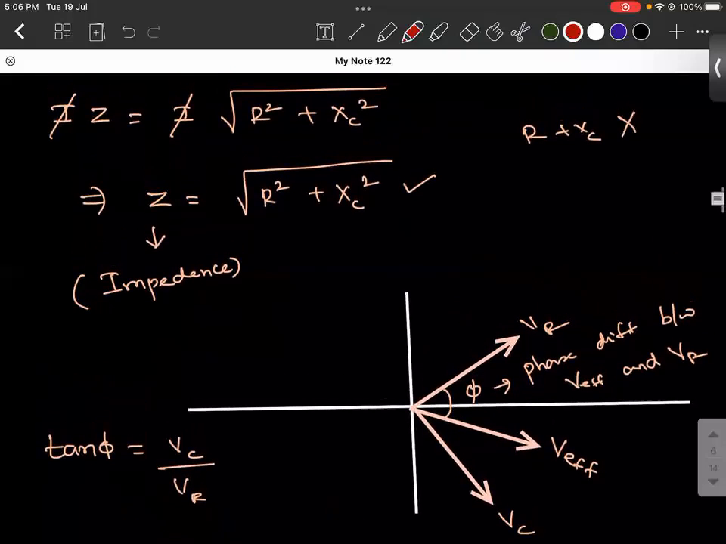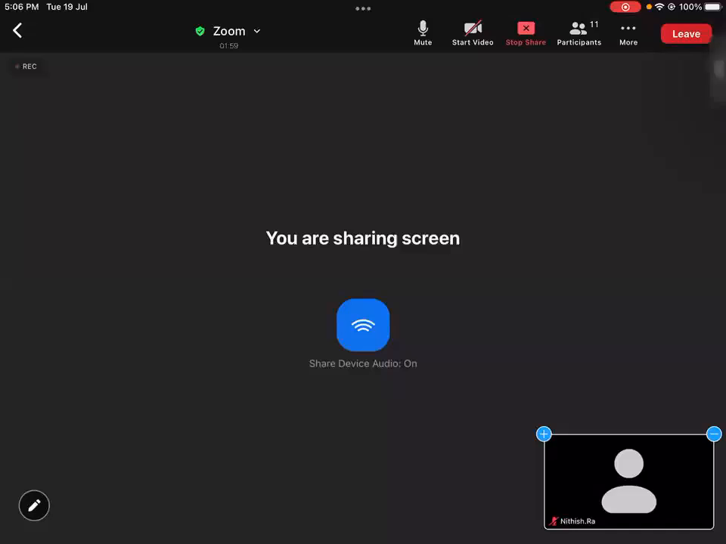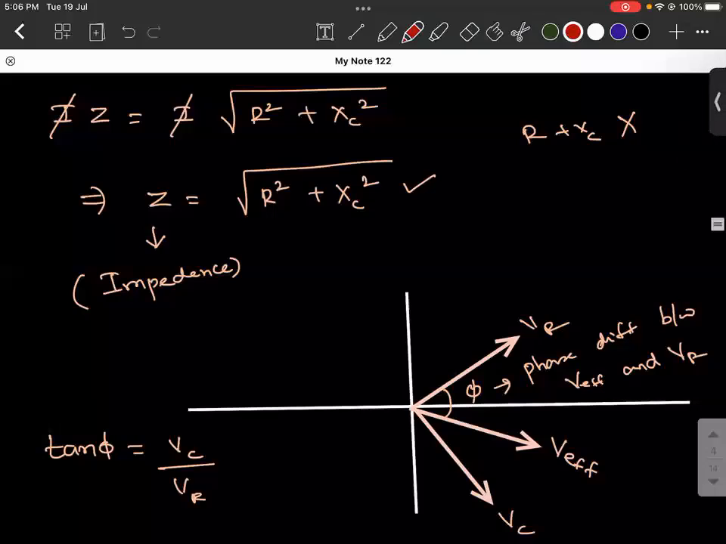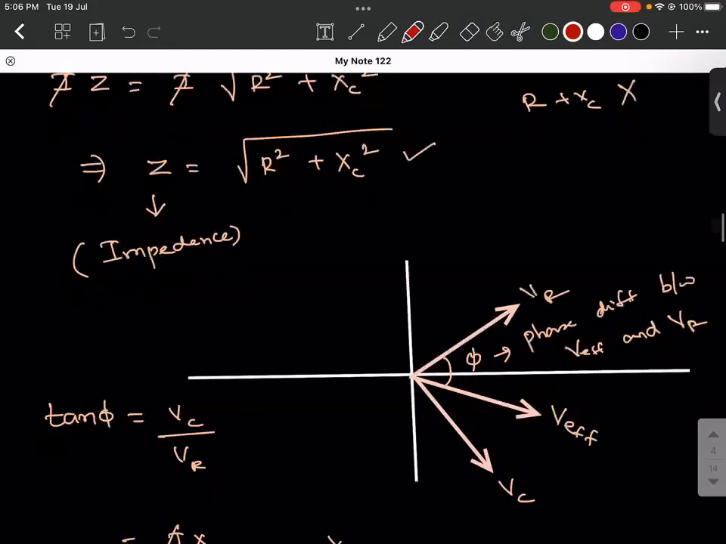Last class I told you about a concept called power factor. You remember what power factor is? Check your notes and tell me. Those who are online, are you able to hear me? Yes, sir. Okay. It is defined as the ratio of R divided by Z, where R is the resistance and Z is the impedance. Right.